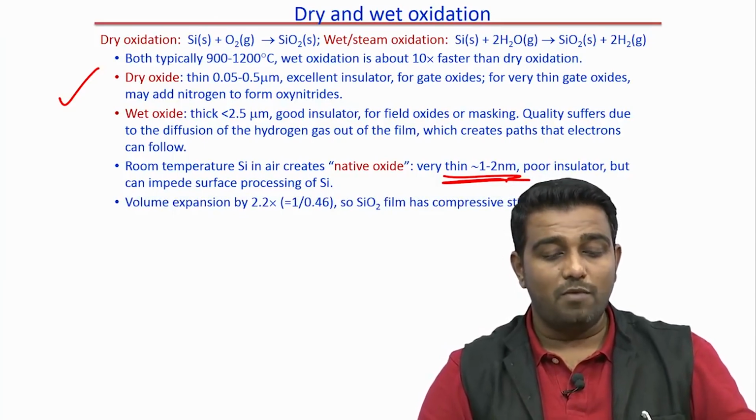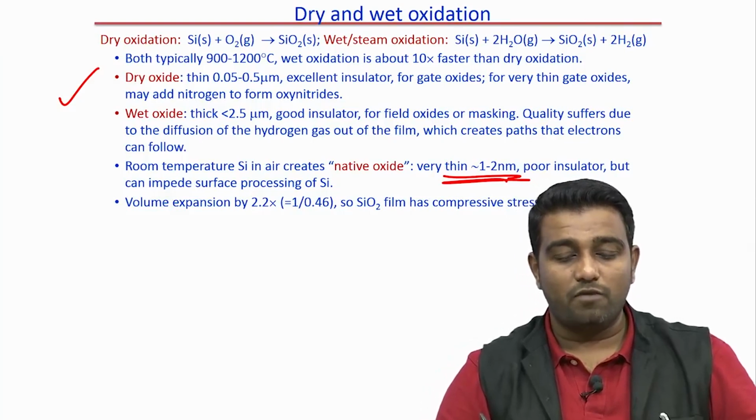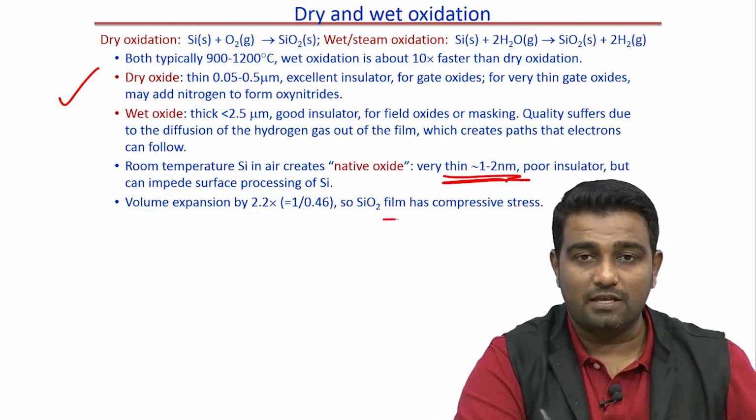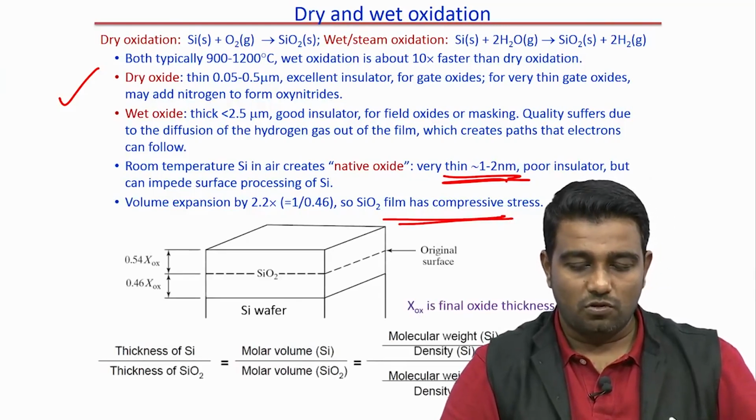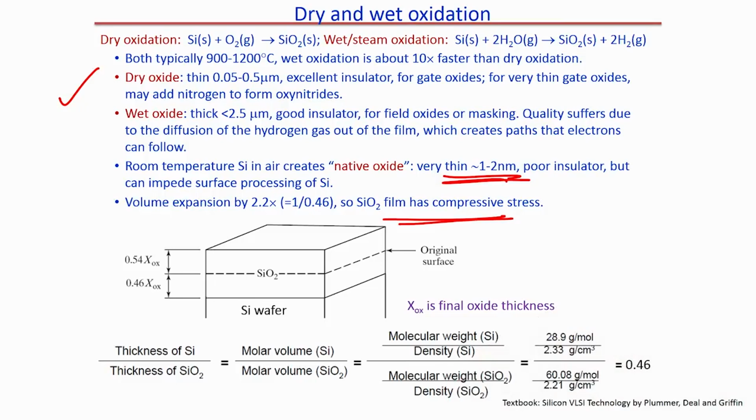Now, you can see the volume expansion of this is nothing but 2 by 2 times 1 by 0.46. So, SiO2 has a compressive stress. This is just the understanding of how we get the thickness of silicon by the thickness of silicon dioxide, and when we calculate it, it is about 0.46, alright.